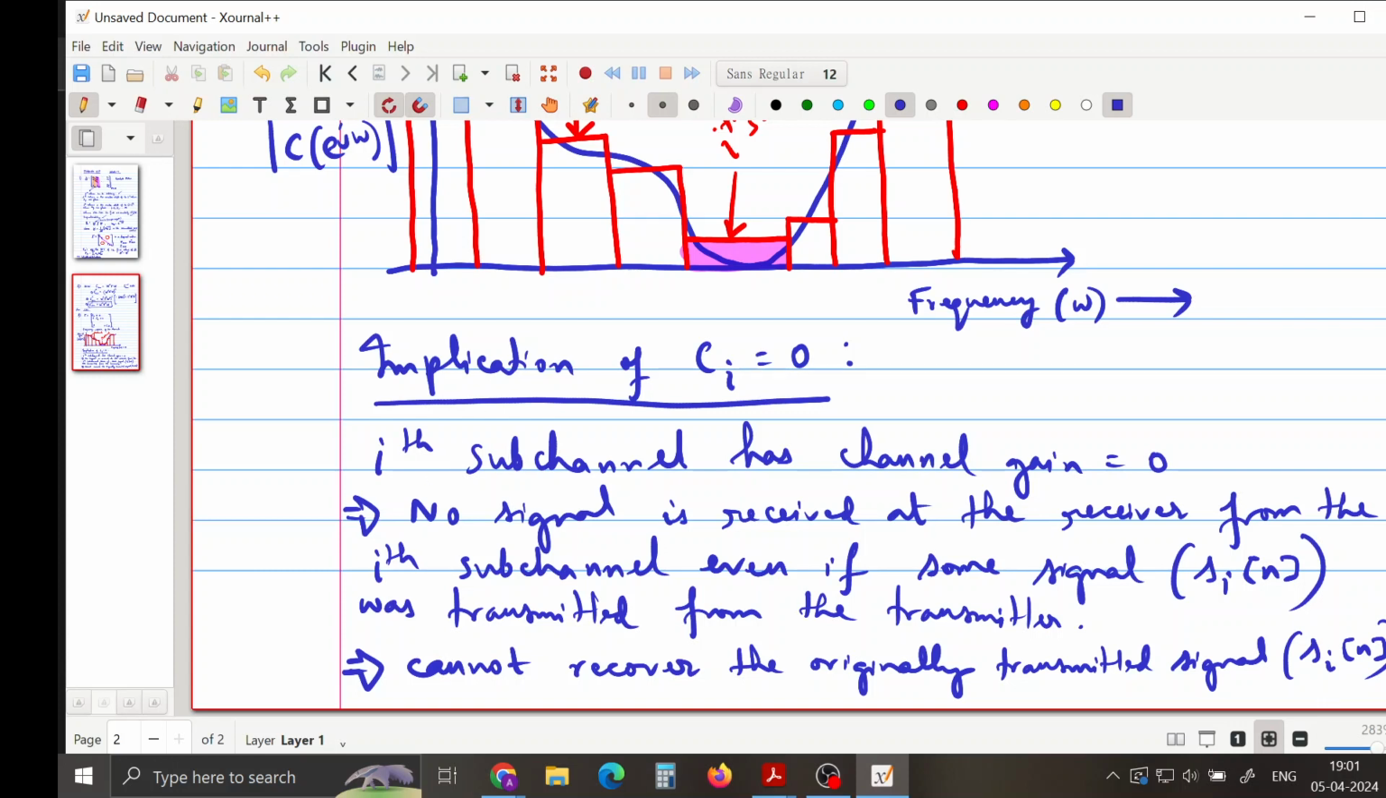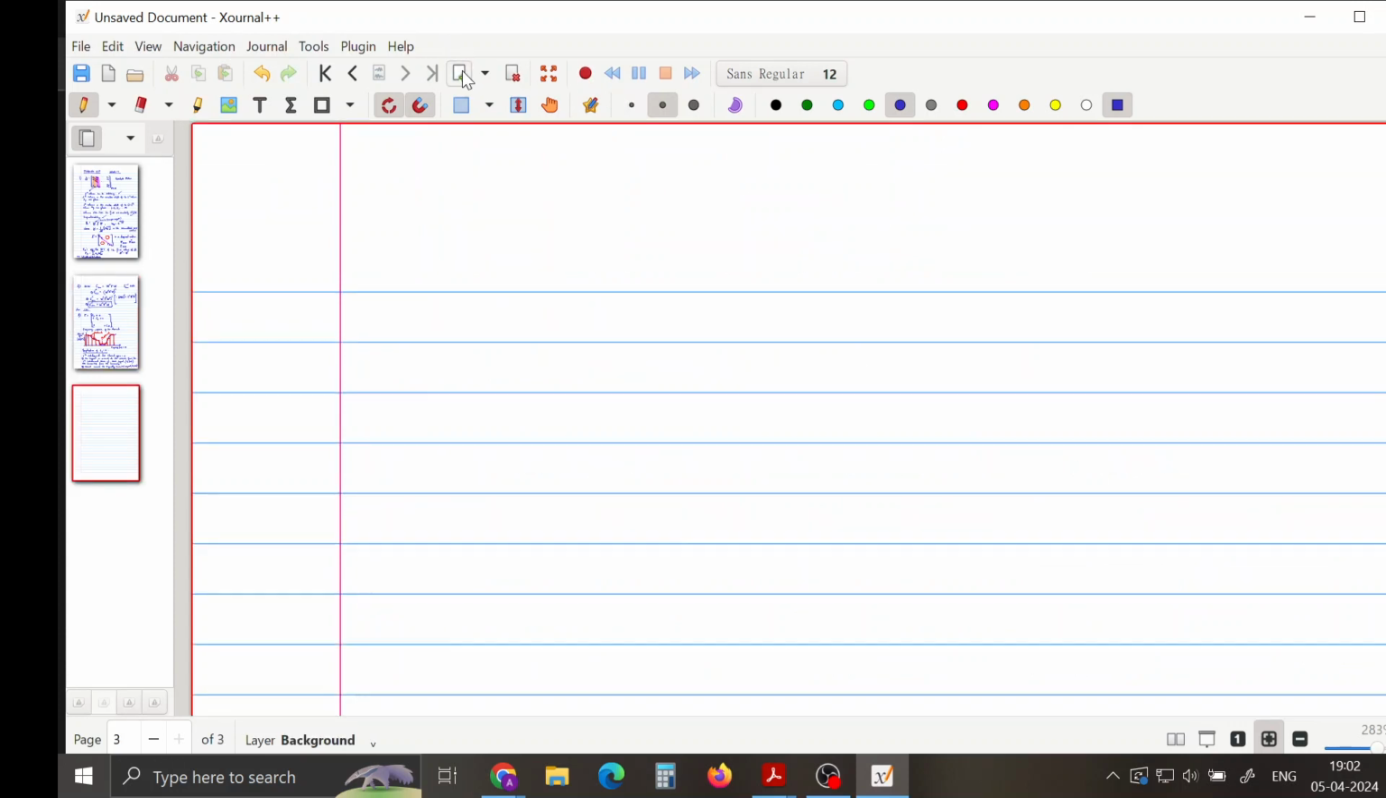Okay, and what else? Sorry. What else are the observations? What else are the implications? As I said, if you look at it from the perspective of water filling, we'll do water filling in these kinds of scenarios because the channel gain is varying across different subchannels.